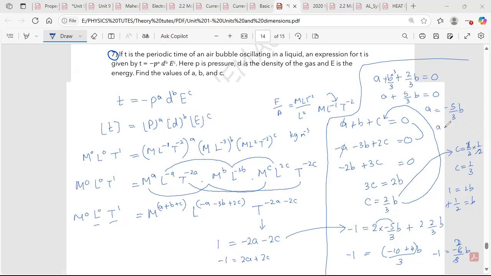This one. A is equal to minus 5 over 3b. That is half. So a is minus 5 over 6. So we have everything now. So we can write t equals minus p to the power a, that is minus 5 over 6, d to the power b, that is half, root d, no? E to the power 1/3. So you can keep it at that because 1/3 is cubic root and this is root, no? And 1 is minus 5 over 6.